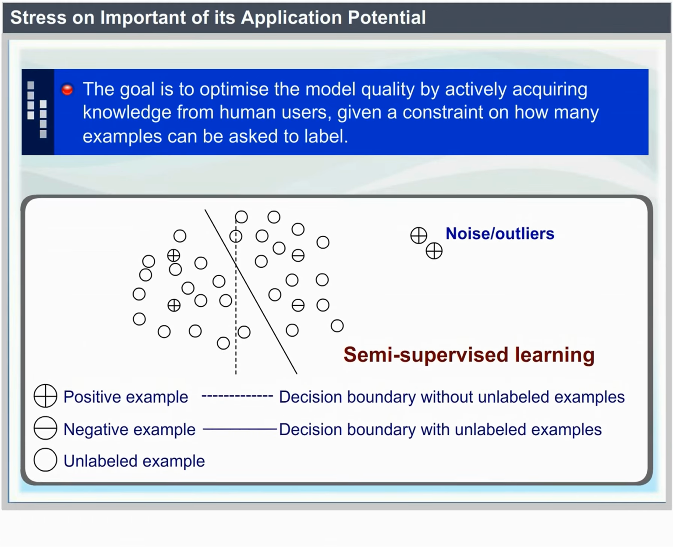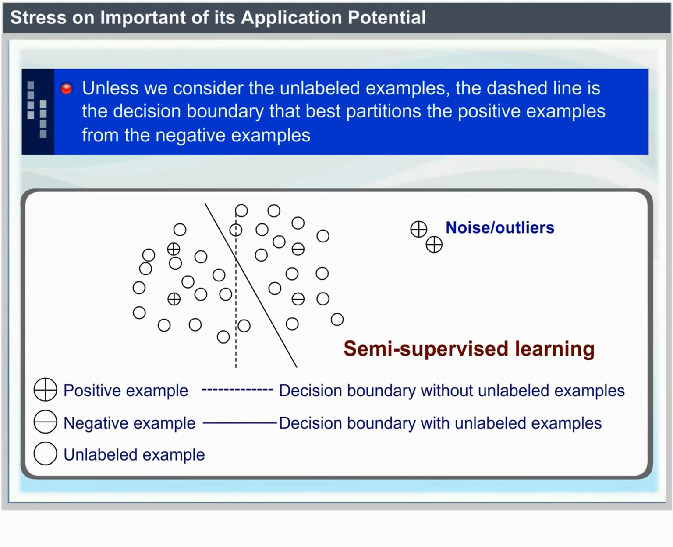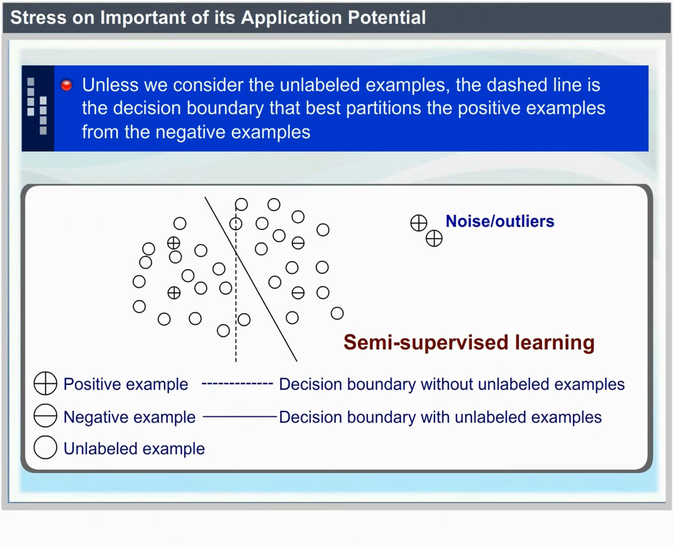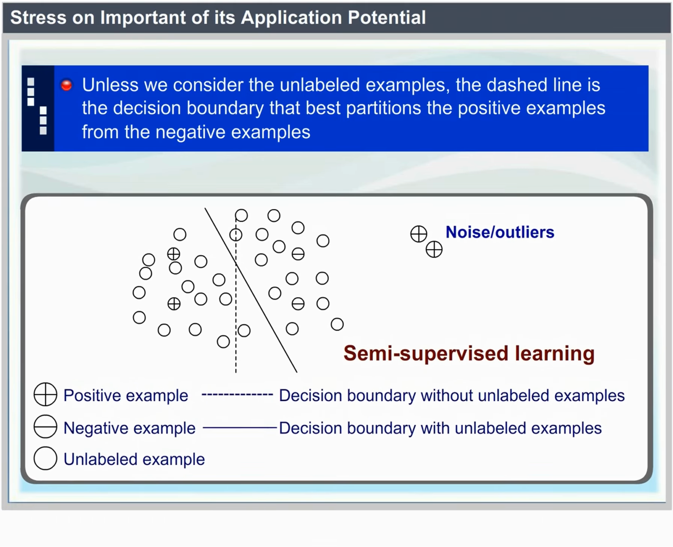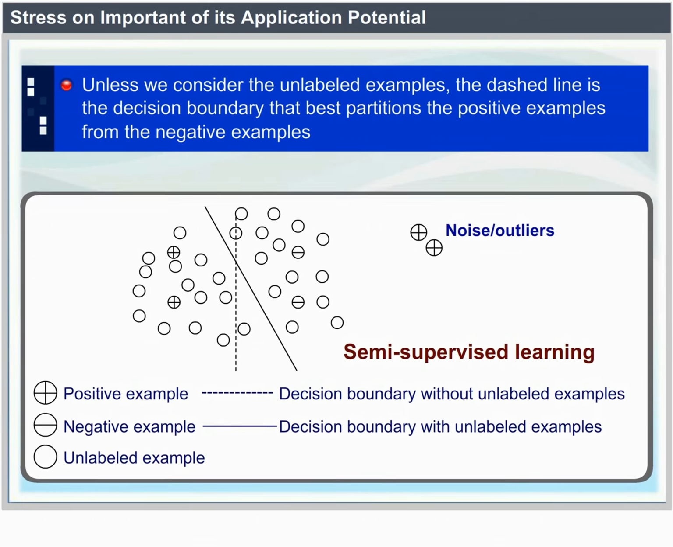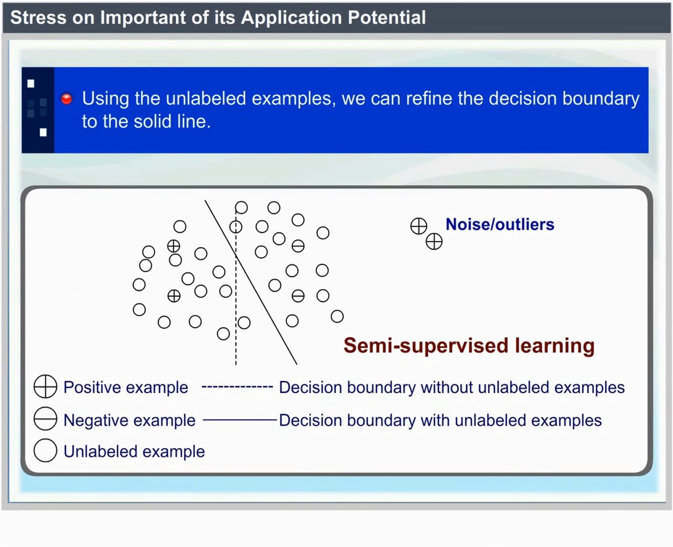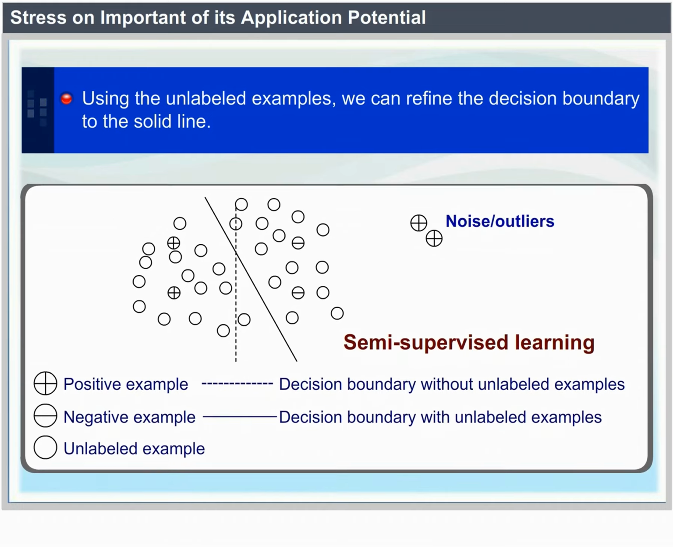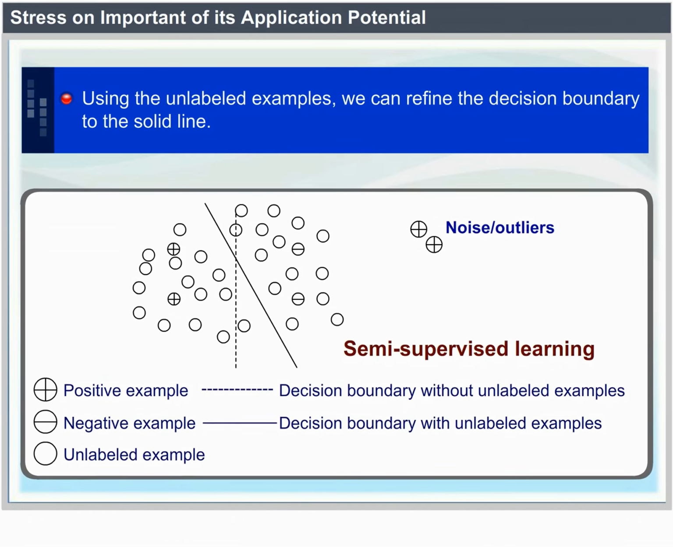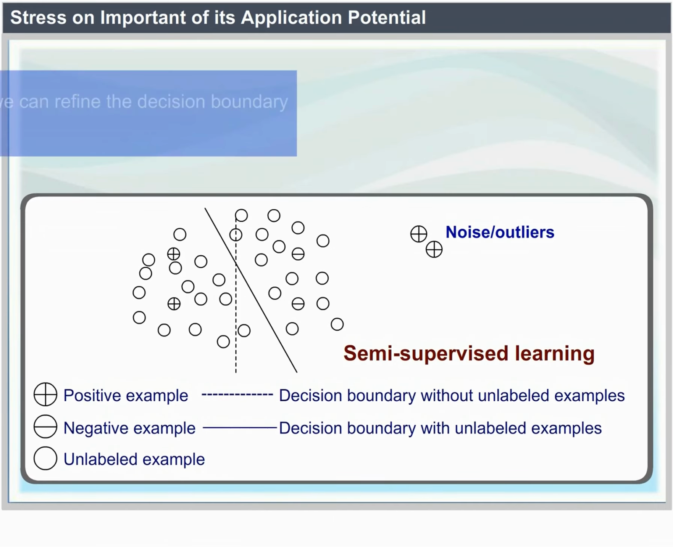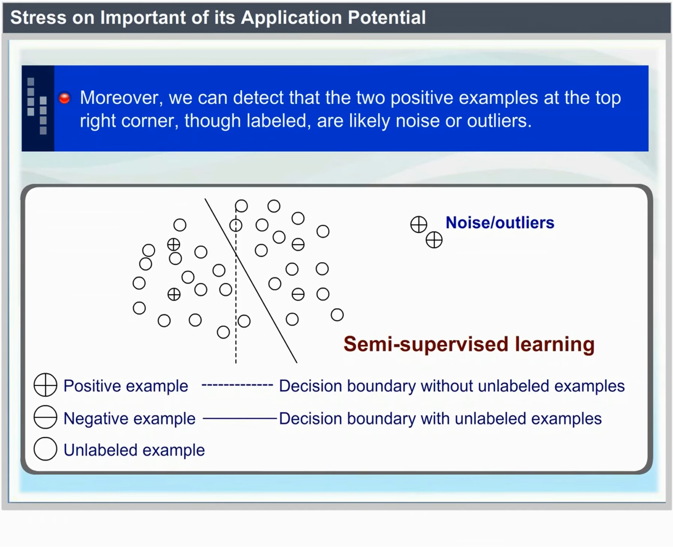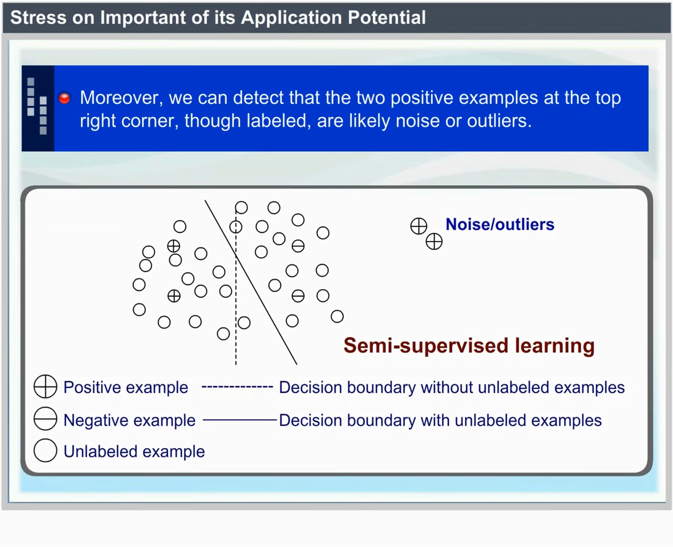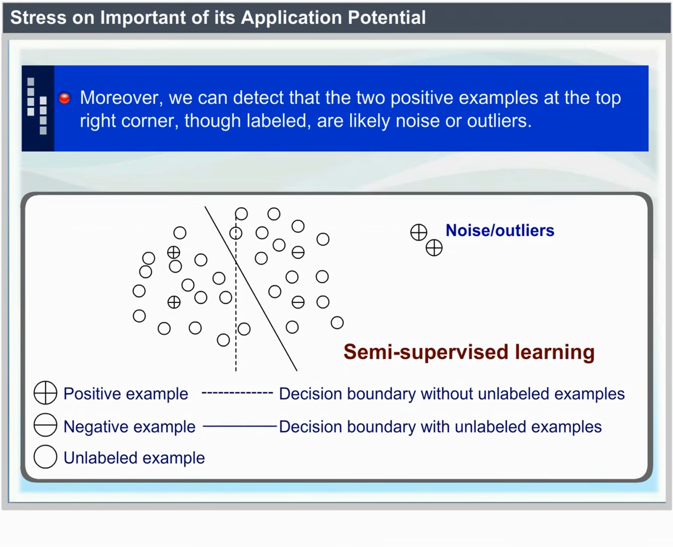If we do not consider the unlabeled examples, the dashed line is the decision boundary that best partitions the positive examples from the negative examples. Using the unlabeled examples, we can refine the decision boundary to the solid line. However, we can detect that the two positive examples at the top right corner, though labeled, are likely noise or outliers. Figure shows semi-supervised learning.